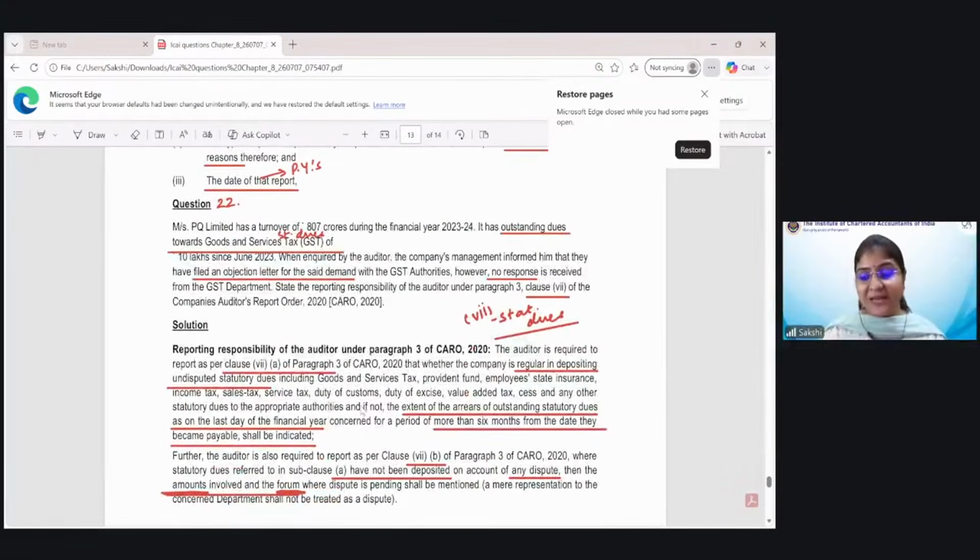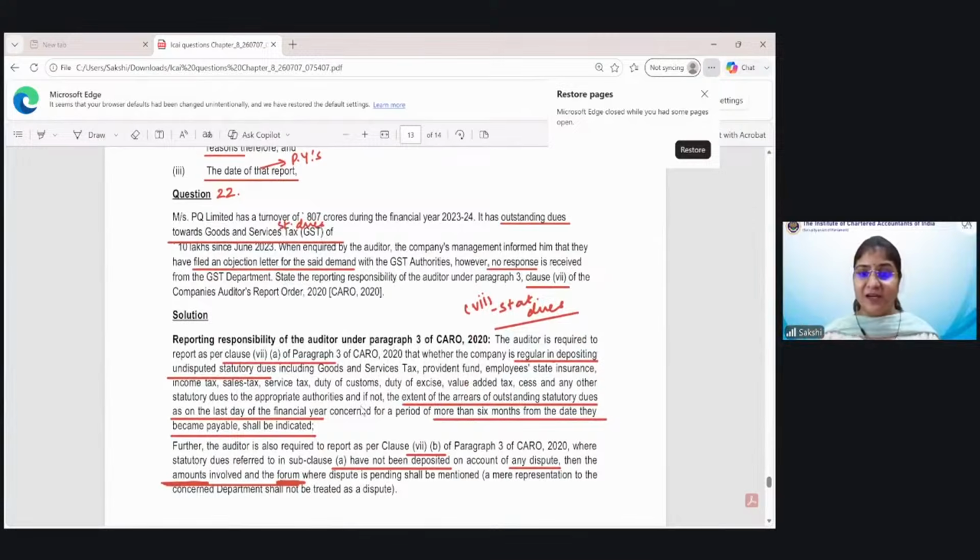Messrs PQ Limited has a turnover of 807 crore during the financial year 23-24. It has outstanding dues towards goods and service tax. Oh, statutory dues. 10 lakhs since June 23. When inquired by the auditor, the company's management informed him that they have filed an objection letter for the said demand with GST authorities. However, no response is received from the GST department. State the reporting responsibility. So kind of the question again.